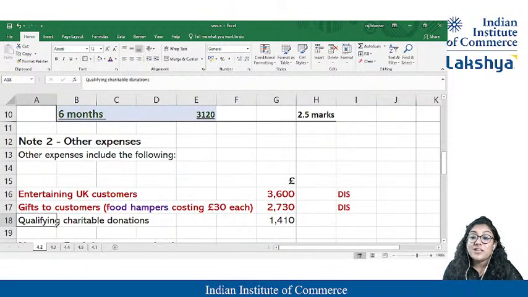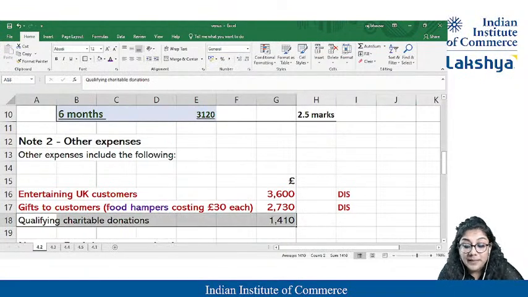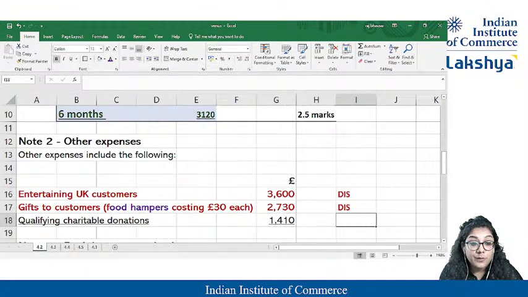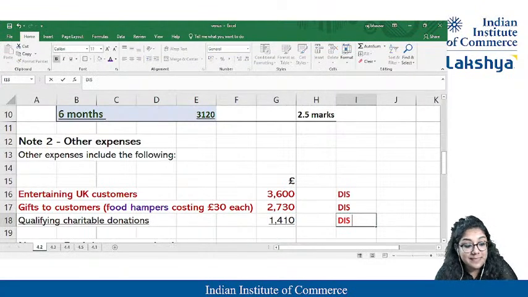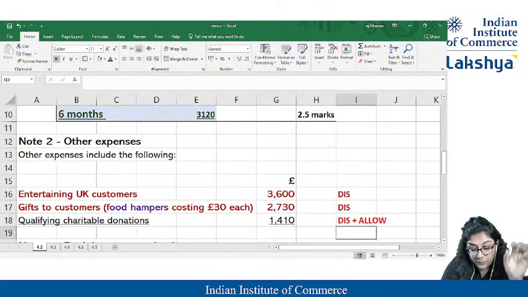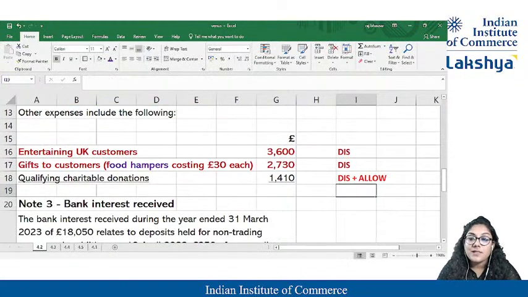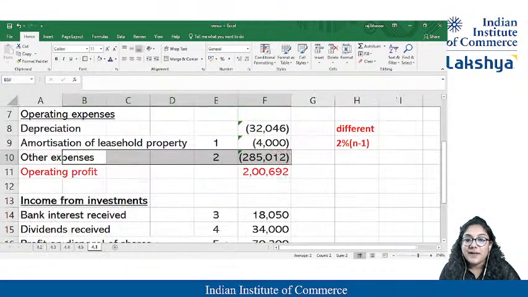Ma'am, charitable donation. Students, common thing. Have to disallow it, and then later on allow. Remember? Later on have to reduce it. Yes, students, we completed the second note also. Easy. Let's find out the third note.